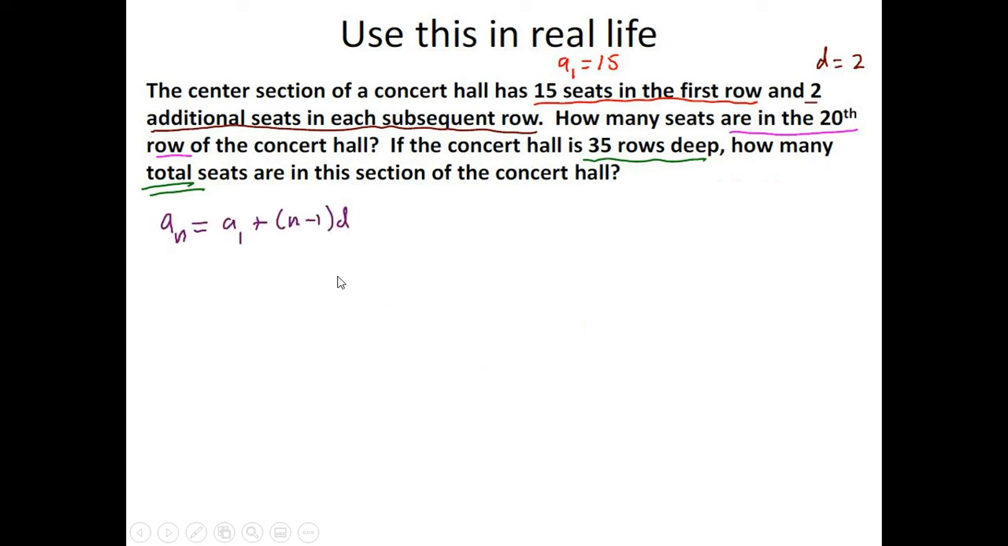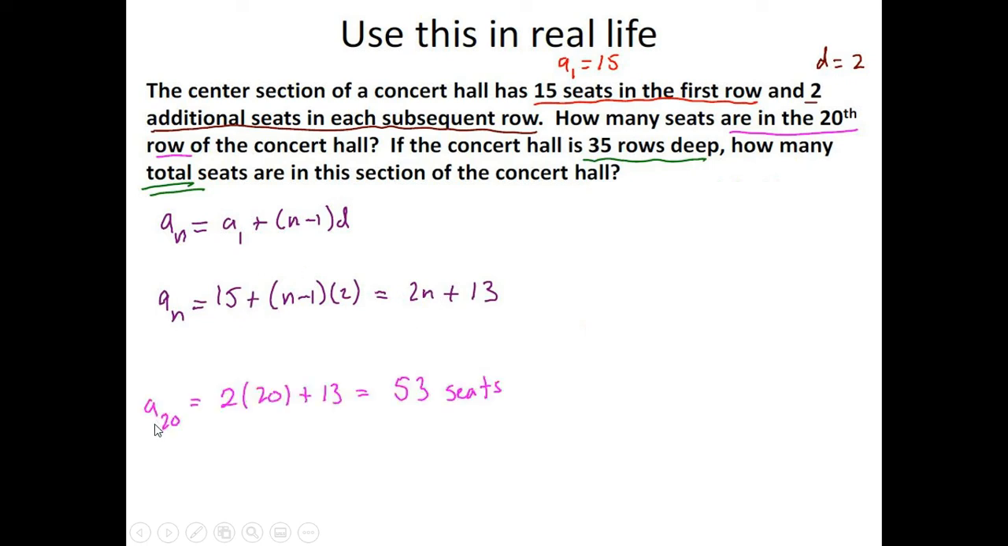So going back to the beginning here, a sub n is equal to a sub 1 plus n minus 1 times d, so that's not too hard. So a sub 1 is 15, my d is 2. I could rewrite this as a sub n is equal to 2n plus 13, and a sub 20, 2 times 20 plus 13, would equal 53 seats.